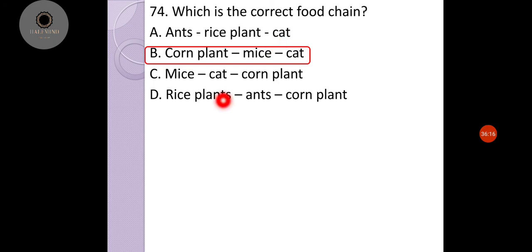Say for example, letter C. Ang kakain kang mice is si cat. Okay, pwede. Ang kakain kang cat is si corn plant. Hindi pwede. So, mali. Ang kakain kay rice plants, si ants, pwede pala. Ang kakain kay rice plant is si ants, pero yung kakain kay ant is si corn plant, hindi pwede. So again, in a food chain, yung predator is always at the right side. Yung kakain nasa right side. Si cat kakain ng mice, si mice kakain ng corn plant. Ganyan lang kadali.